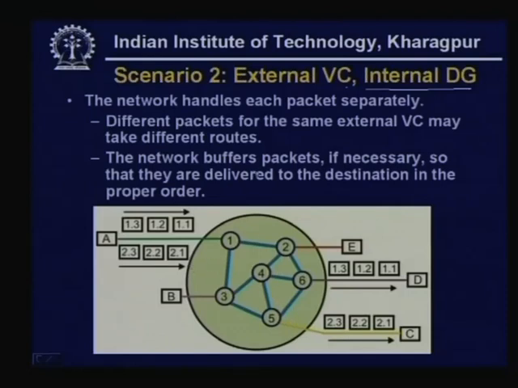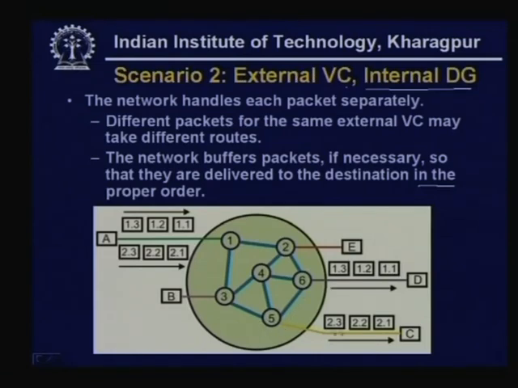However, the network buffers packets if necessary, so that they are delivered to the destination in the proper order. That means, in this node, these packets are buffered, although within the network they come in different sequence, and then they are delivered in order. As you can see, what was sent from A has reached destination D in the same order, 1.1, 1.2 and 1.3, because it was stored in node 6, buffered here, and then ordered in the proper sequence.